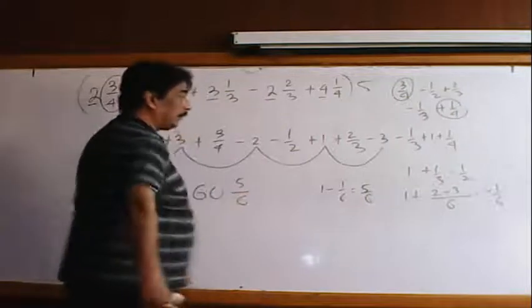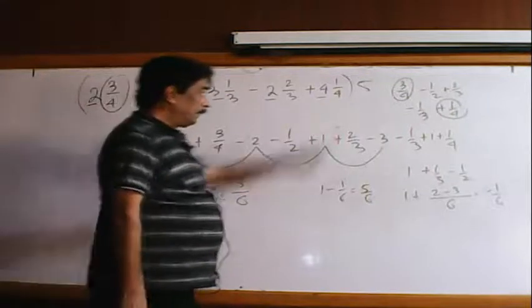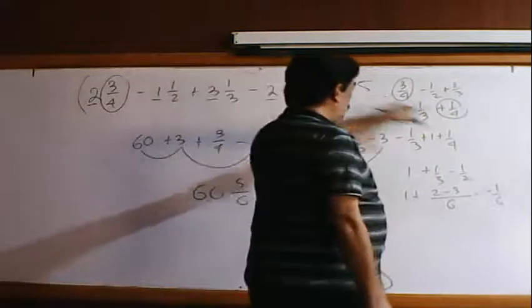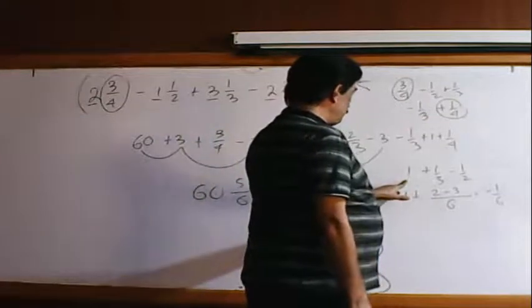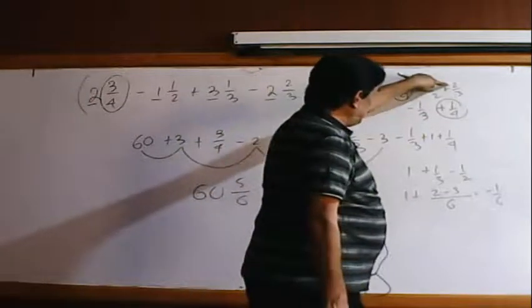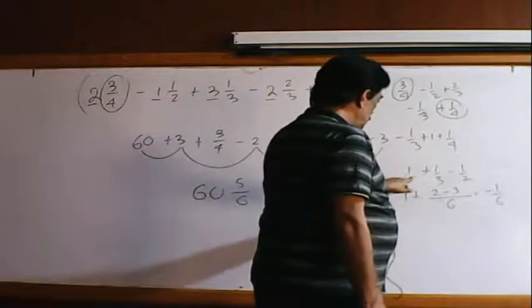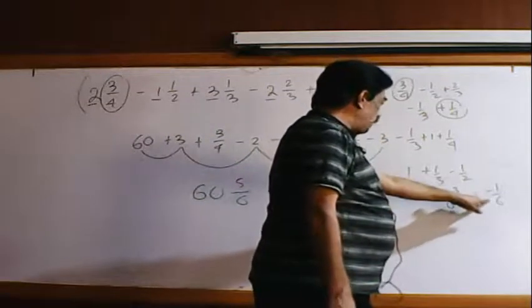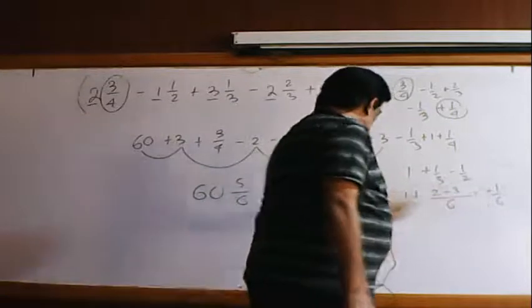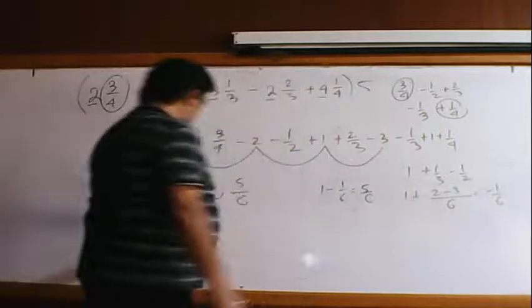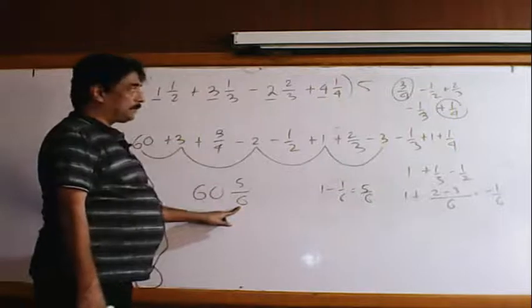Most important calculation, be careful. 3 by 4, 1 by 4, result is 1, I write 1. Now 2 by 3 minus 1 by 3, result is plus 1 by 3 and minus 1 by 2. 1 plus this result is minus 1 by 6. So 1 minus 1 by 6, result is 5 by 6. So 60 and 5 by 6 is your correct answer.